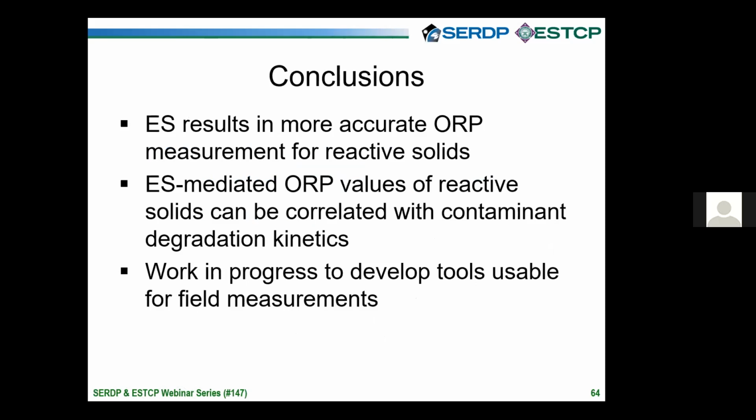So to conclude, we show that electron shuttles result in more accurate ORP measurements for the reactive solids. We advanced the ORP measurement from only being able to measure the aqueous phase to being able to measure the reactive solids. The electron shuttle mediated ORP values of reactive solids can also be correlated with contaminant degradation kinetics. We demonstrate that this works for different types of contaminants. The last one is that we're still working in progress to develop these tools that can be potentially useful for field measurements.